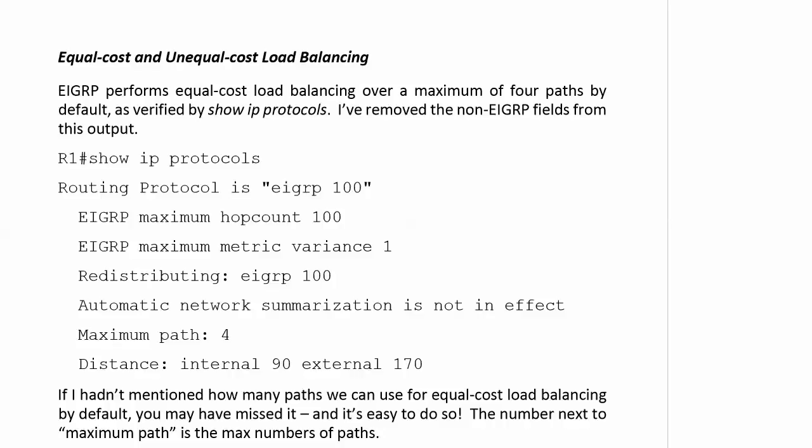All right, let's check out this equal cost and unequal cost load balancing thing. And I did have show ip protocols in the book. I knew I didn't leave that out. Here's some of the output. I've removed the non-EIGRP fields from the info. We saw all of these at the end of the last video.